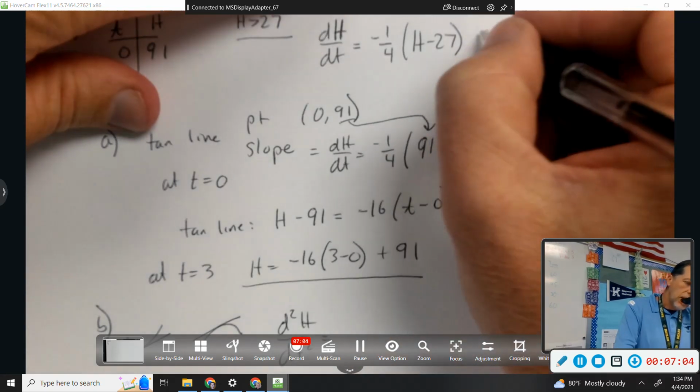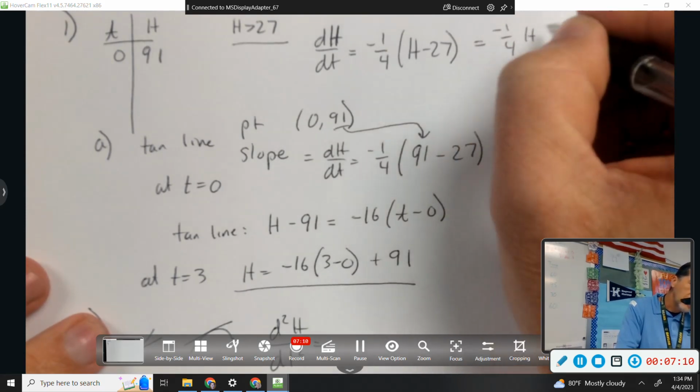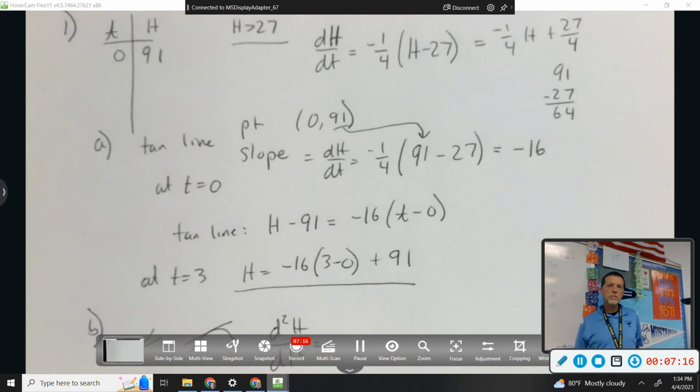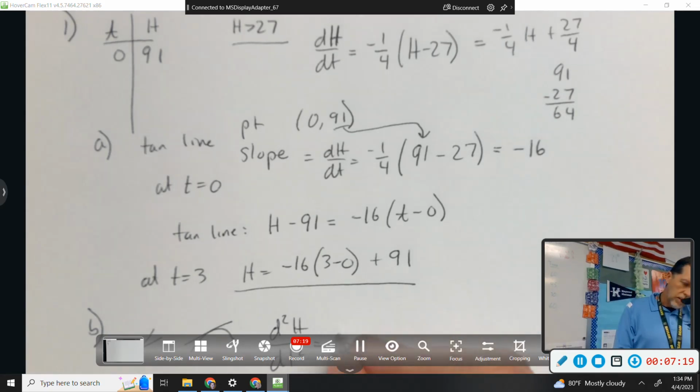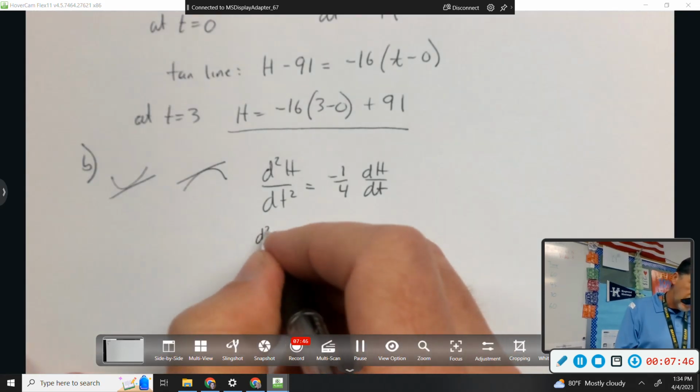You could leave it as is. It might make more sense to distribute the negative 1/4, especially when it comes to a derivative. So negative 1/4 dH dt, plus 0. So there's my second derivative, times our dH dt. Use that to determine. So let's find the second derivative at 0.